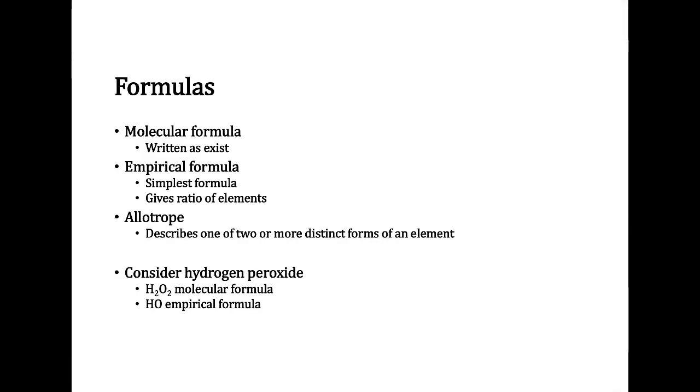So there's a few more things we need to realize about formulas. So a molecular formula is written in the ratio that they exist in. So for instance, if we take that molecule from the last slide, we have C2H4O2. That tells us exactly that there are 2 carbon atoms, 4 hydrogens, and 2 oxygens in this molecule. Okay, but if you are given an empirical formula, this is going to tell you the simplest ratio.